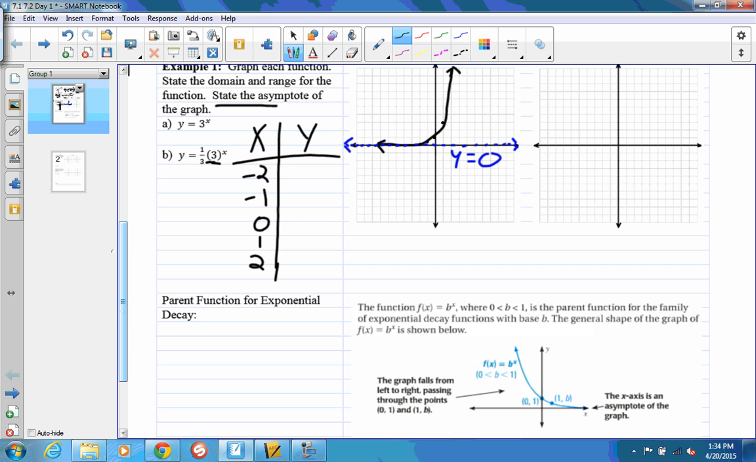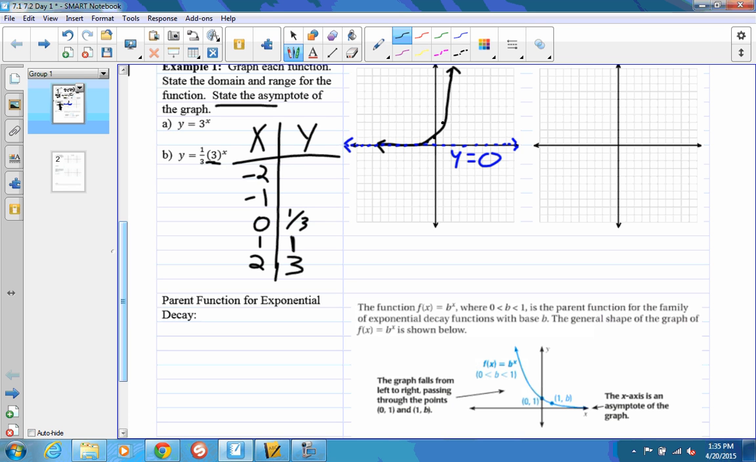Let's start at 0. 3 to the 0 power, 1 times 1/3. 1/3. All right, 1. So 3 to the first power. 3 times 1/3. 1. So plug in 2. 3 squared, 9 and times 1/3. That's 3. Thank you, Lucky.